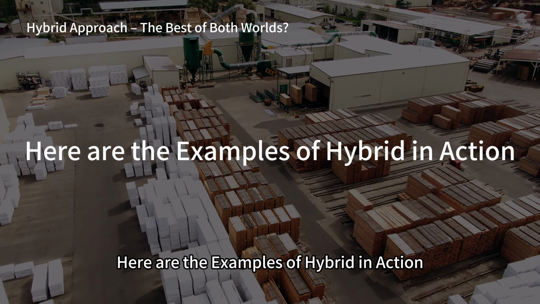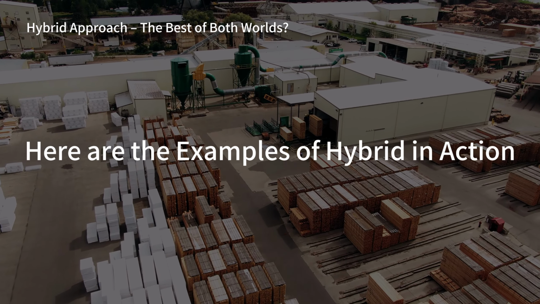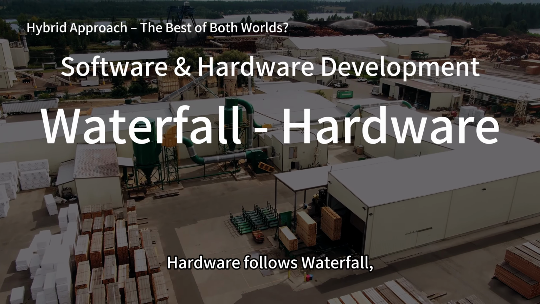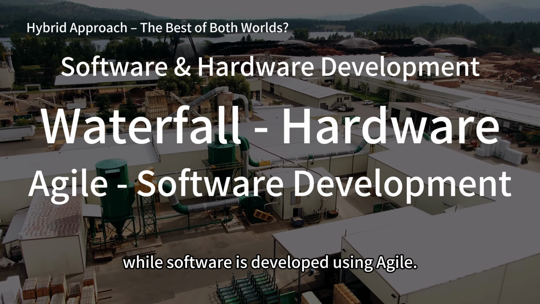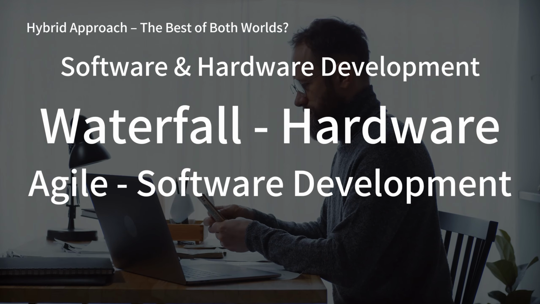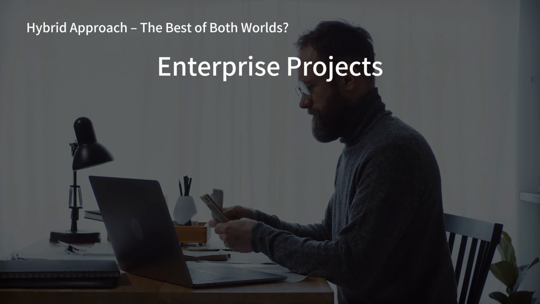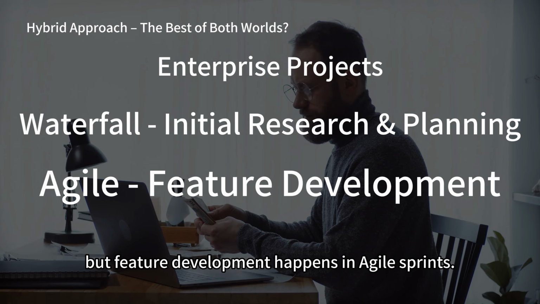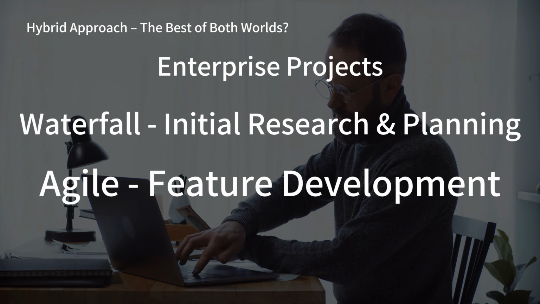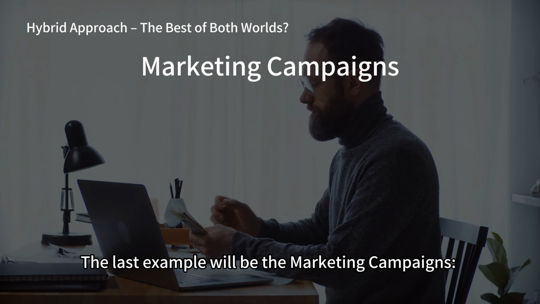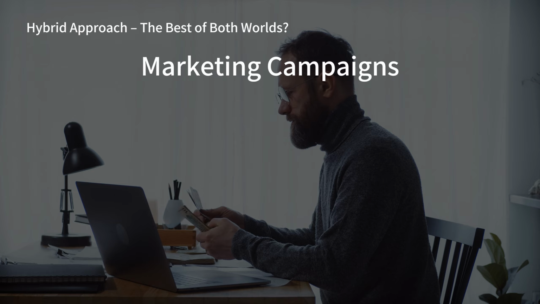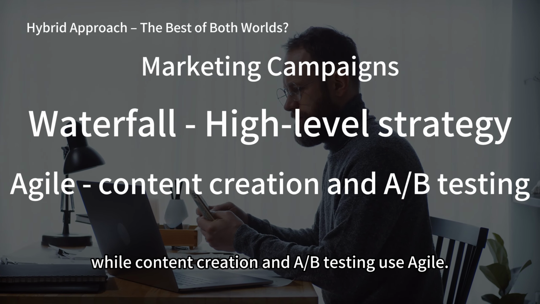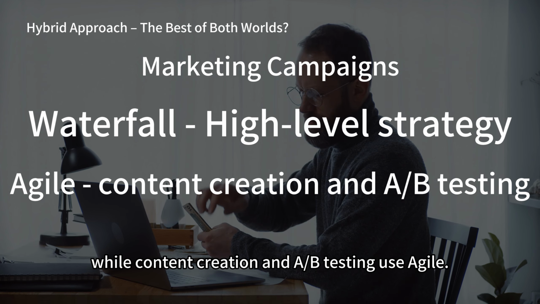Here are examples of hybrid in action. In software-hardware development, hardware follows Waterfall, while software is developed using Agile. In enterprise projects, initial research and planning use Waterfall, but feature development happens in Agile sprints. The last example is marketing campaigns, where the high-level strategy is Waterfall, while content creation and A/B testing use Agile.